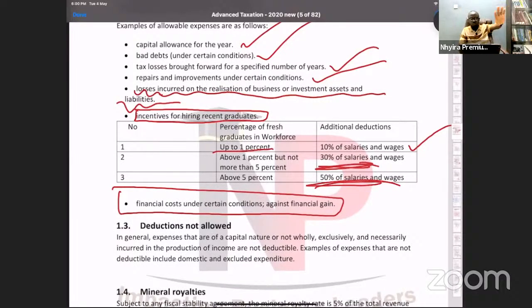So this is the idea about the fresh graduates issue coming up. So if the workforce of the company is up to 1% fresh graduates, 10% of their salaries will be coming up. Above 1% but below 5%, we're going to have 30% of their salaries coming up. Anything above 5%, 50% of their salary will be a further issue in relation to that. So that is the idea about that.